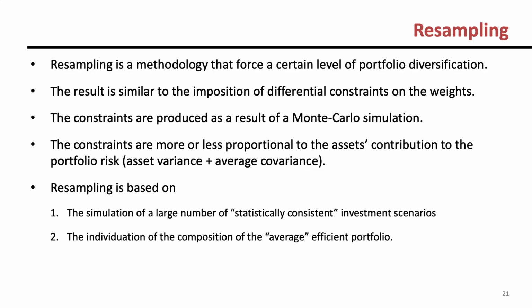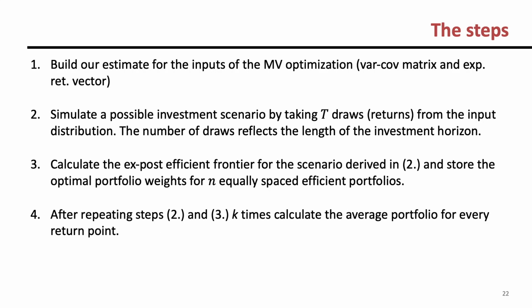And if you want the TLDR, really the one or two sentence description, it is the following. We're going to simulate a large number of statistically consistent investment scenarios. So we're going to simulate a large number of statistically consistent possible futures. And then we are going to take the average efficient frontier of all these 100,000 futures. Okay? Now, let's keep these two sentences in mind. We're going to simulate a large number of statistically consistent investment scenarios, or statistically consistent futures, and then our final frontier is going to be the average of these ones. Now, let me give you the step-by-step, and then we try to see why it works. Okay, the step-by-step is the following.